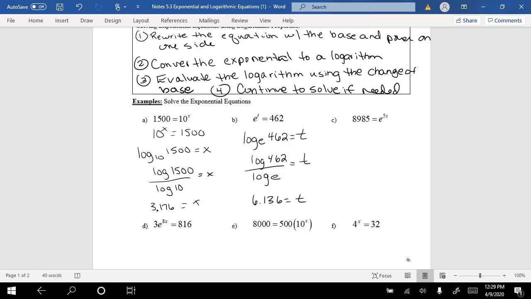Again, in part C, I'm used to seeing the exponent on the left side, so I'm just going to flip that around. e to the 5x equals 8,985. So now we're going to write it as a log. Log base e of the answer, 8,985, is equal to my exponent of 5x. So on the left side, you're going to do the change of base. Log of 8,985 divided by log of e equals 5x.